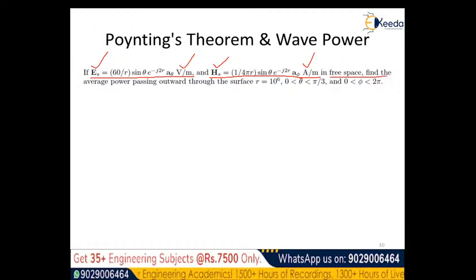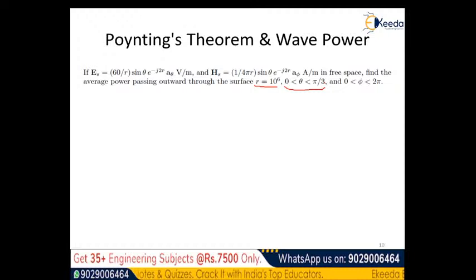We are asked to find the average power passing outward through the surface. The surface is defined by spherical coordinate system parameters: r is equal to 10 raised to the power 6, theta ranges from 0 degrees to pi by 3 radians, and the phi angle ranges from 0 radians to 2 pi radians, which means 360 degrees.